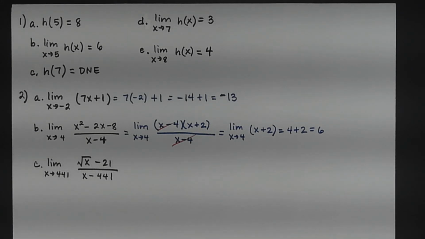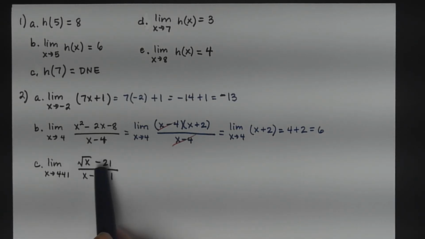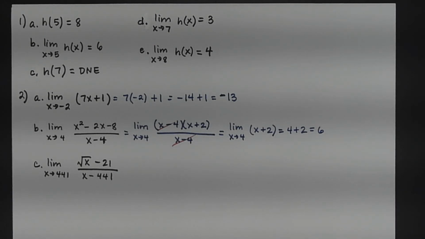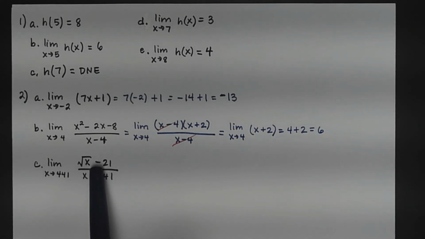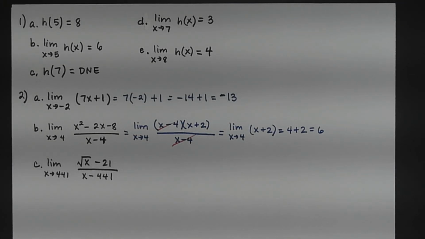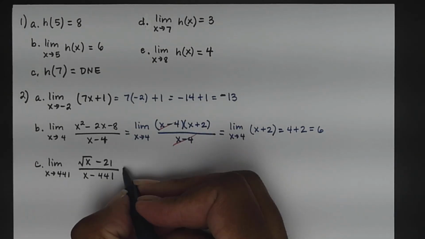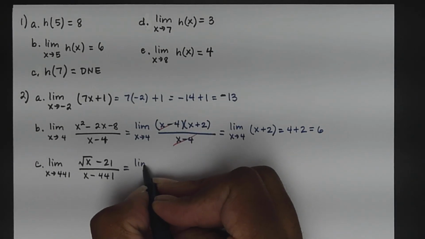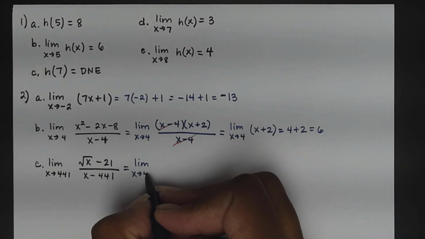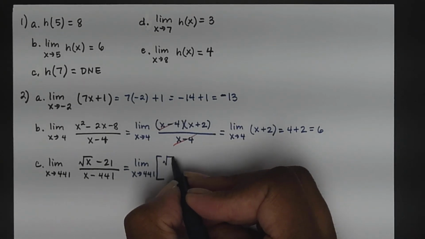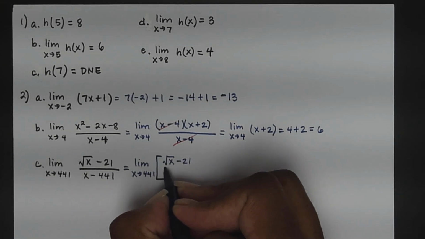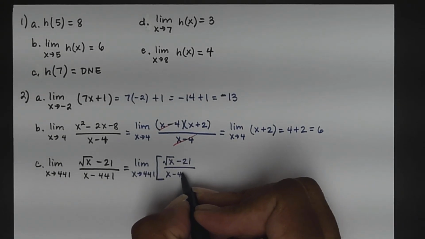So that means here I need to take this square root of x minus 21 and multiply it by what they call the conjugate. What that means here is I have the same terms, but the sign in between would be opposite. So in this case, let me write over the limit as x approaches 441 of the square root of x minus 21 divided by x minus 441.